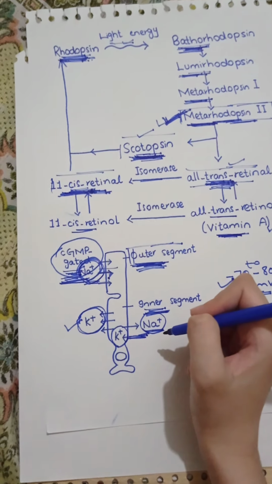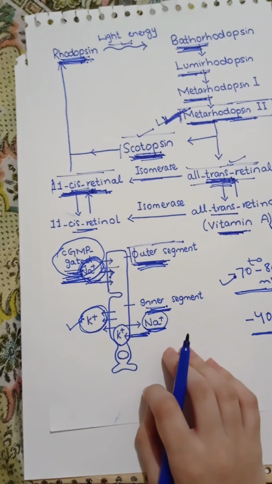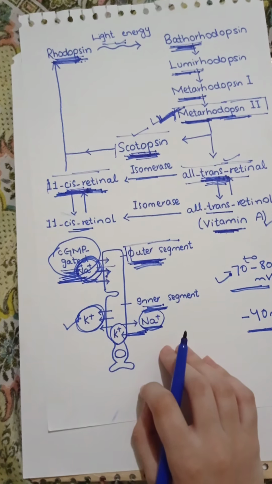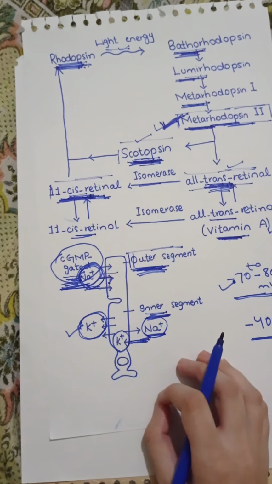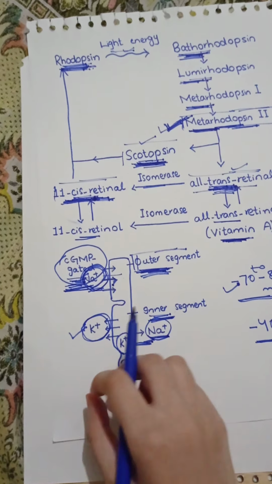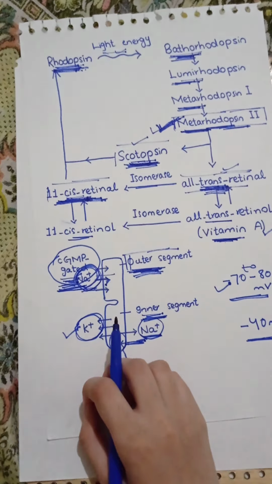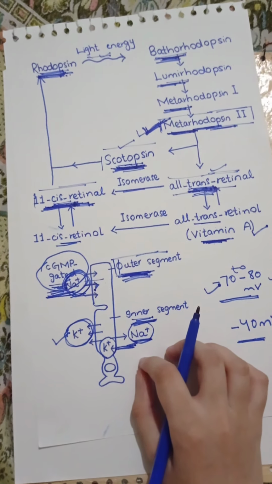This is the state of hyperpolarization, and this is an excitatory response which is transmitted to our visual cortex as a nerve impulse through the usual pathway, that is through the rod cells to the ganglion cells, and then from the ganglion cells through the optic nerve to the visual cortex, and that's how visual signals are transmitted to the visual cortex of our brain.